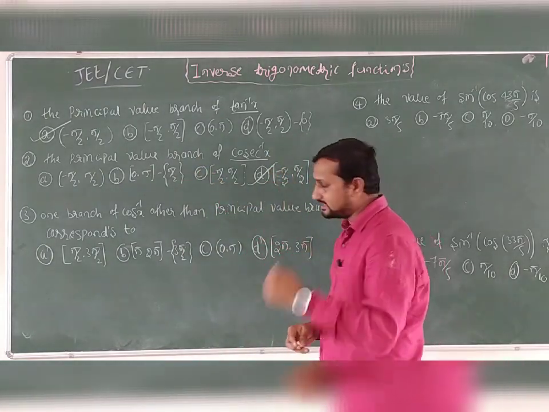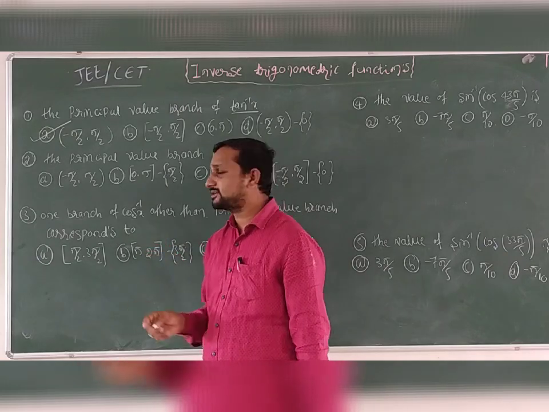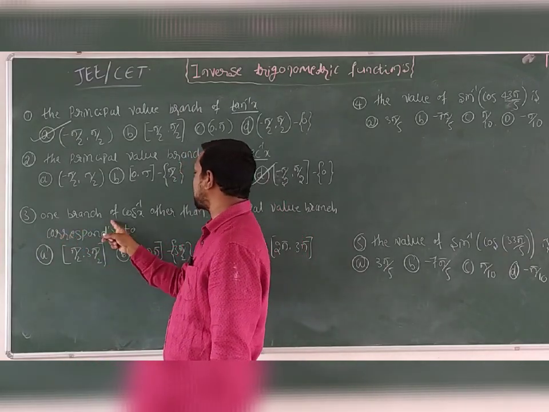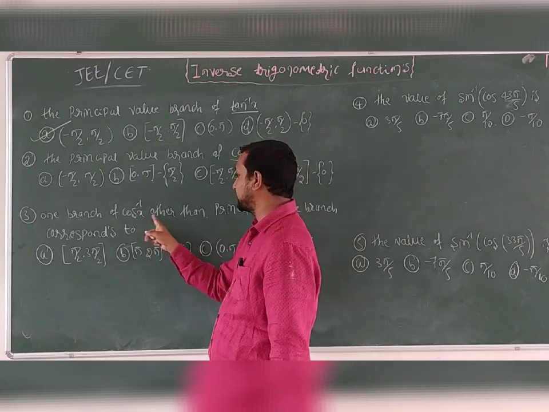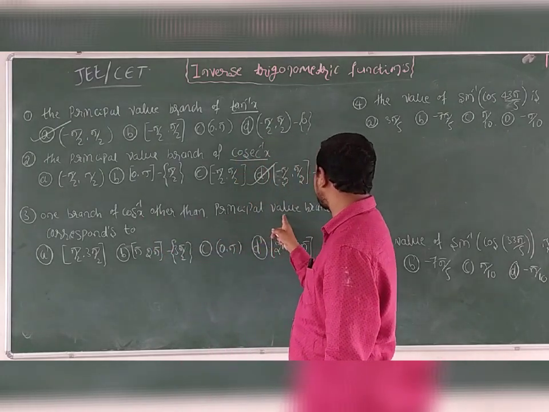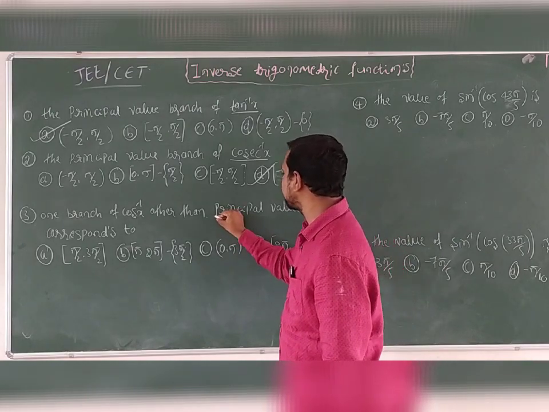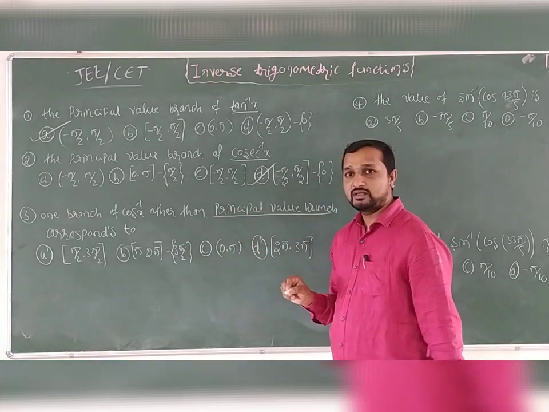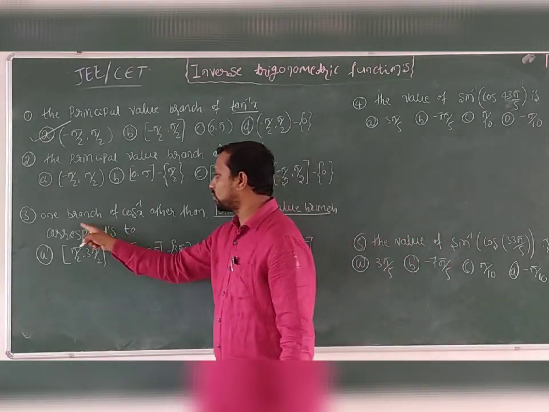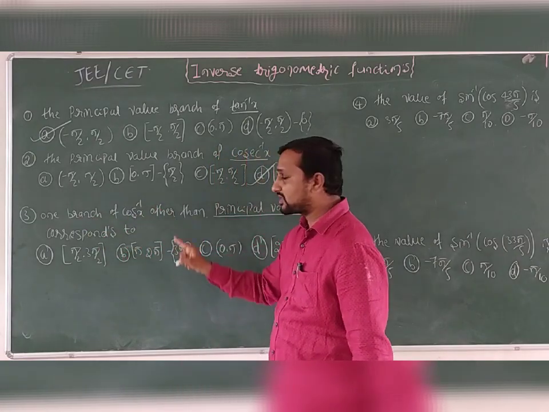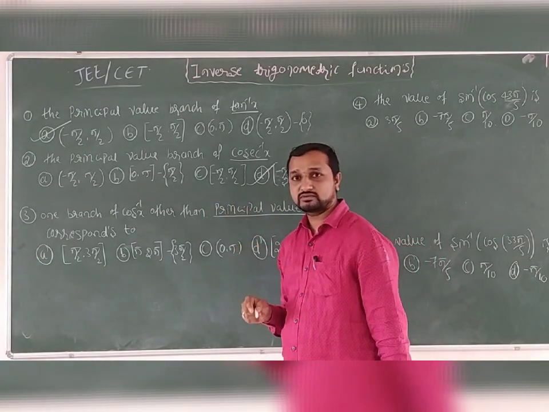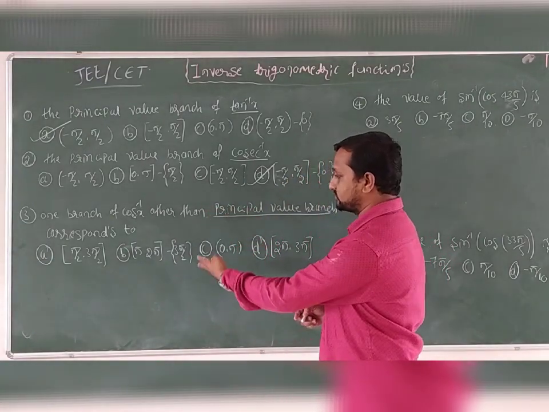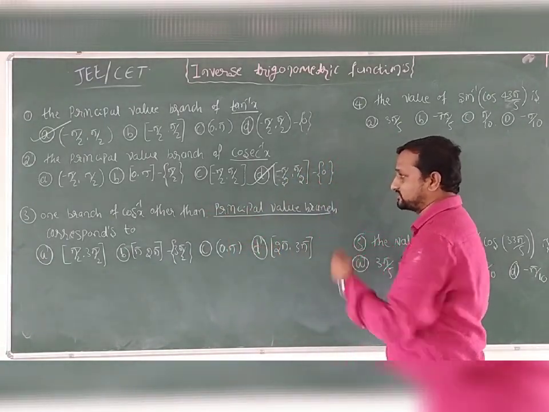So here, see that this is one different question. What is that? One branch of cos inverse x, one branch value of cos inverse x other than the principal value branch. What is other than the principal value branch? Here, one branch of cos inverse x other than the principal value branch corresponds to option A, option B, option C and option D.